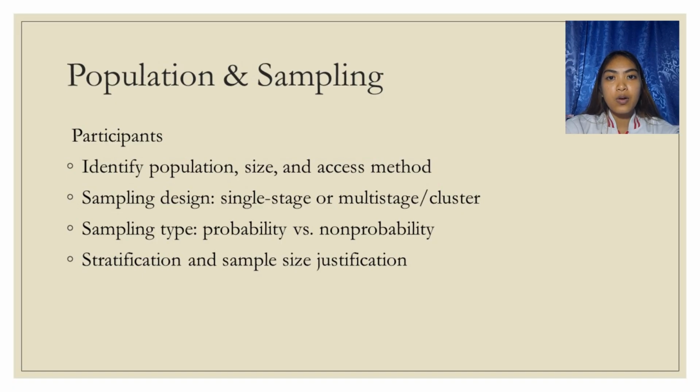The sampling section must also describe whether probability sampling or non-probability sampling is used. Probability sampling, such as simple random sampling, gives each member an equal chance of being selected and supports generalization. Non-probability sampling, like convenience sampling, is easier but weaker in terms of representativeness. If the researcher uses stratification, this also needs to be explained, including which characteristics are used and how proportions are maintained. The sample size must also be stated and justified, often using formulas found in survey methodology texts.